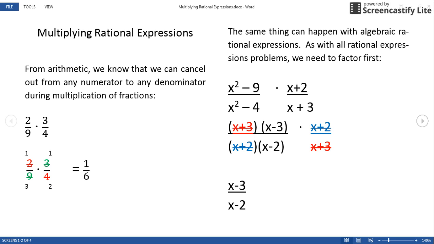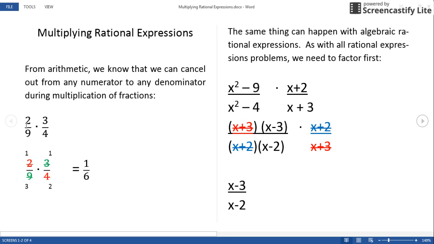Let's talk about multiplying rational expressions. From arithmetic, we know that we can cancel out from any numerator to any denominator during multiplication of fractions. For instance, if we're multiplying 2/9 times 3/4, we can cancel out either straight up and down, reducing, or diagonally. Not from top to top or bottom to bottom, but we can go from any top to any bottom.